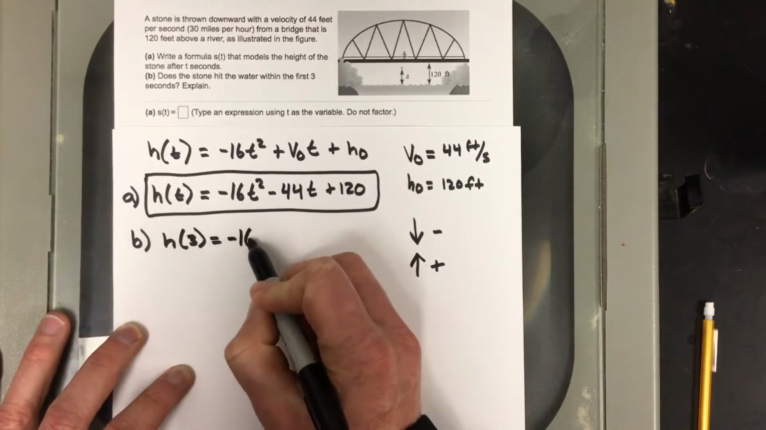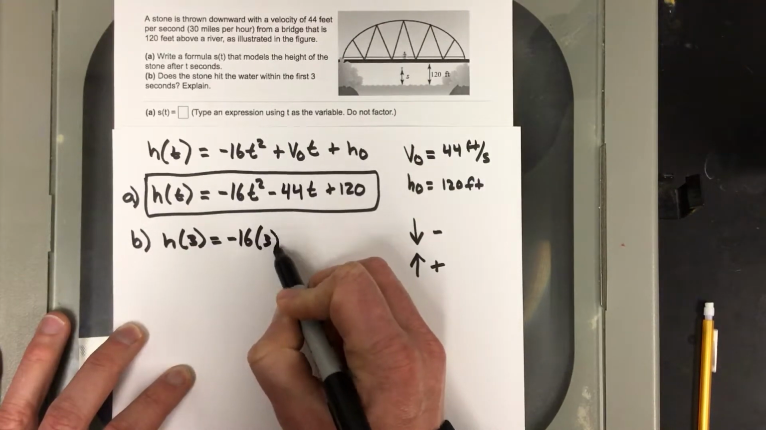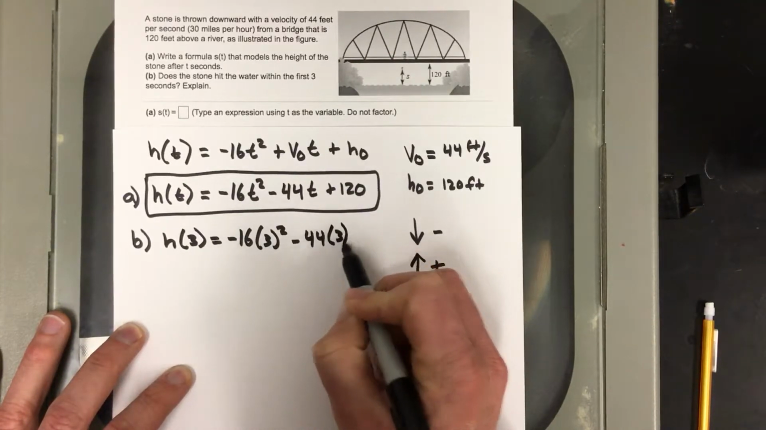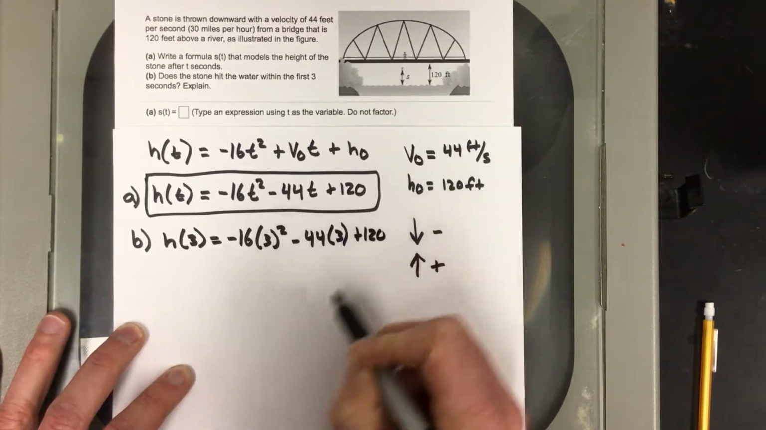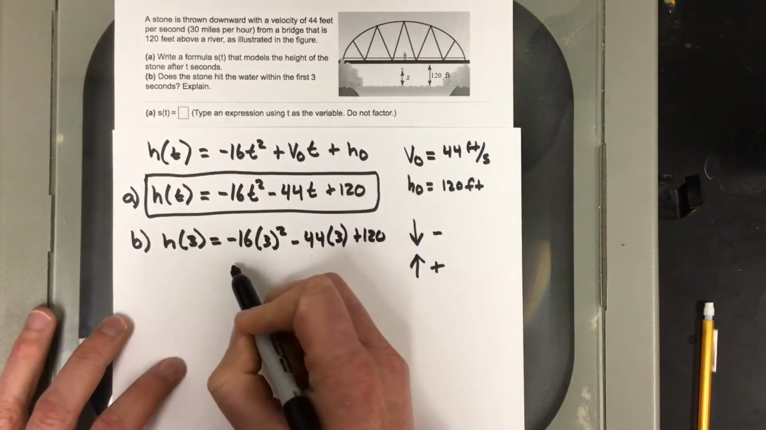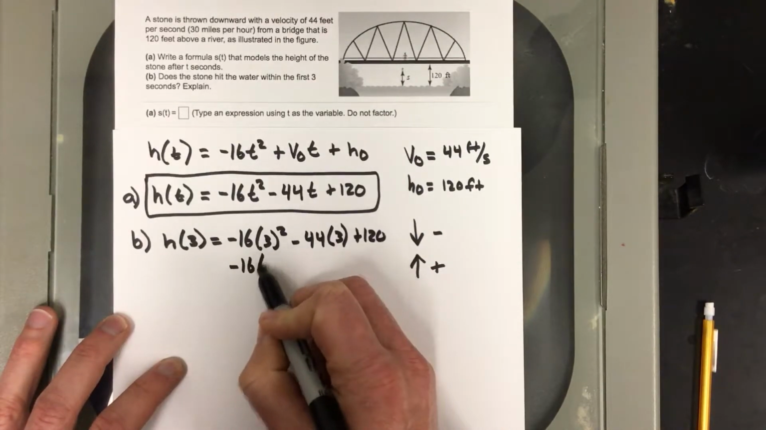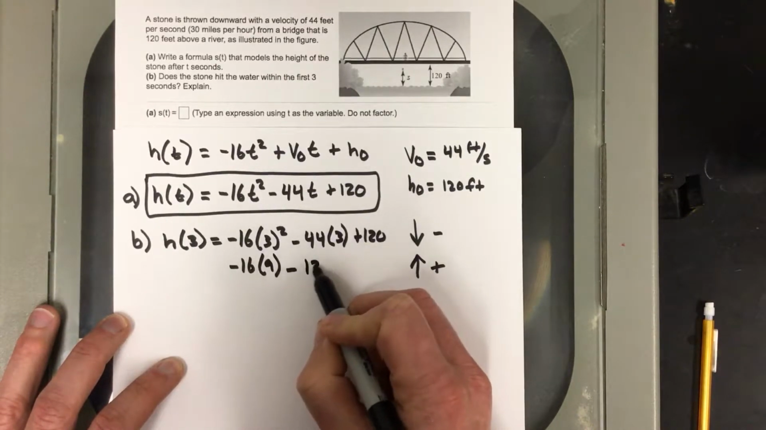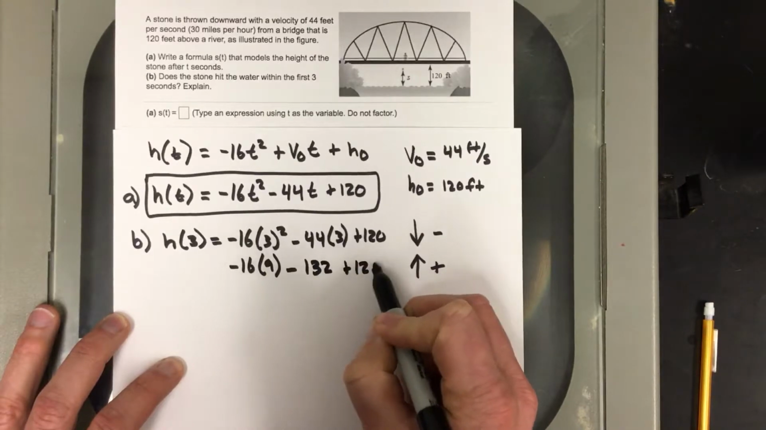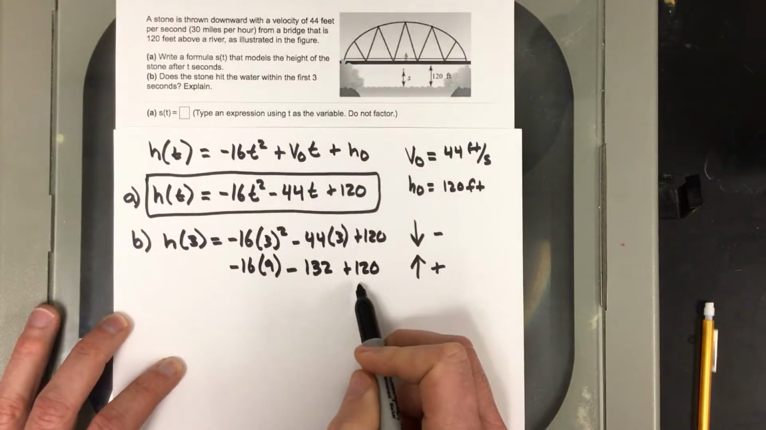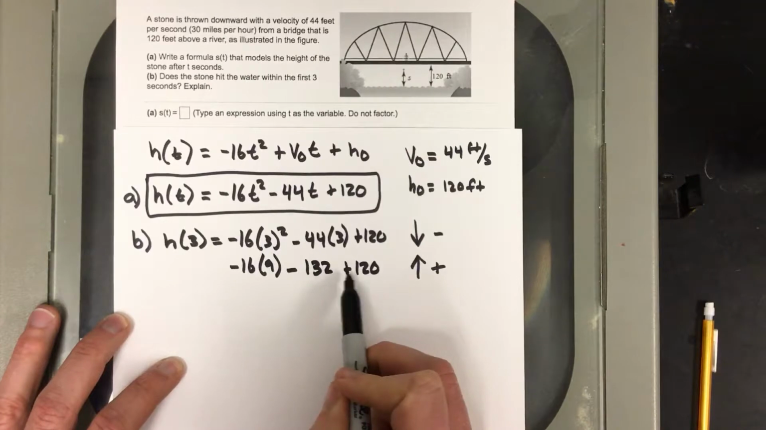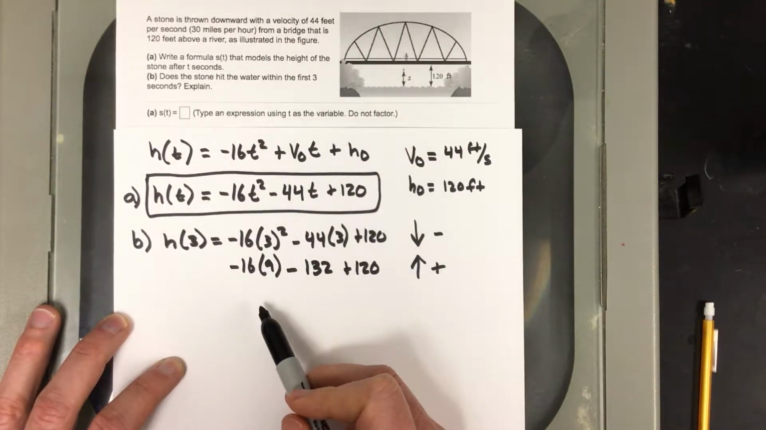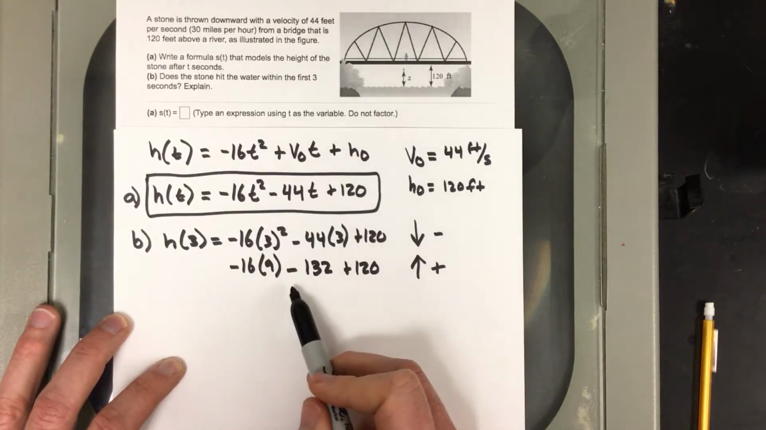equals negative 16 times 3 squared, minus 44 times 3, plus 120. So if I do 3 squared, that's actually negative 16 times 9, minus, let's see, that'd be a 132, plus 120. Now, I can kind of just stop right here. Negative 132 plus 120 is negative. This is going to be negative. Obviously, the height of the stone is going to be a negative height.